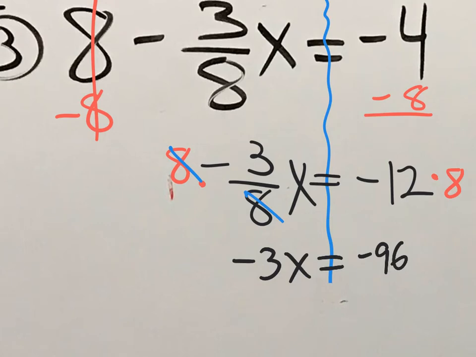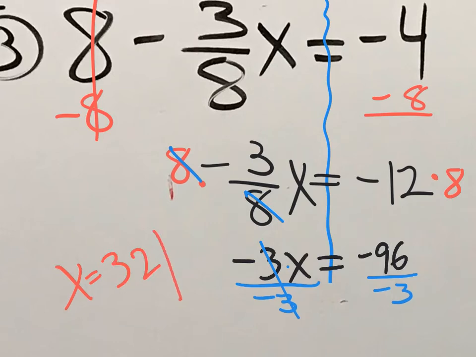So our final step here would be to get rid of the multiplication of negative 3. So you're going to do the opposite, divide by negative 3. That'll cancel it out. Divide by negative 3. So your final answer is x equals 32. And it is positive. Why? Because we have a negative 96 divided by a negative 3. Negative divided by a negative is a positive.